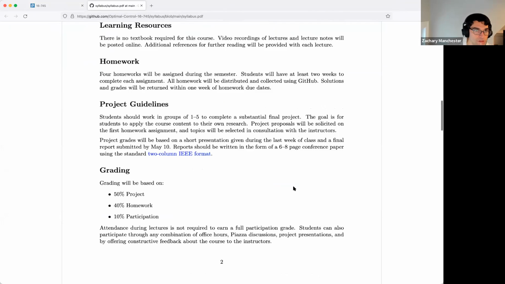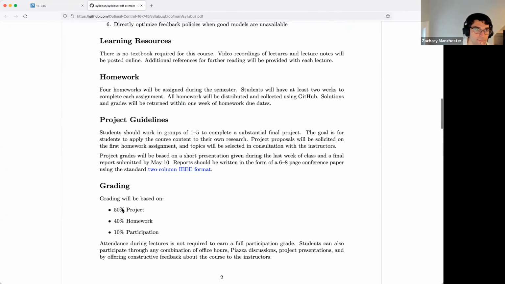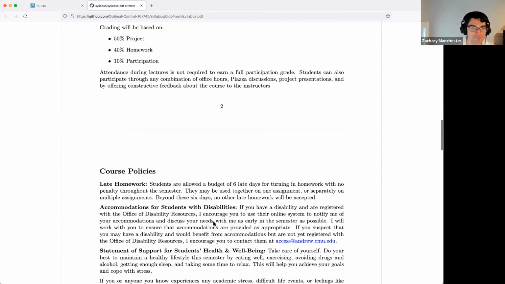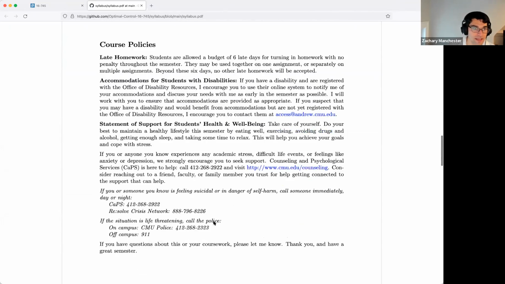So really what we want to look at here, grading: it's going to basically be half project and then 40% homework, meaning each homework's worth 10%. And then 10% participation, which is really giving me wiggle room to bump people in the event that things are on the edge, stuff like that.